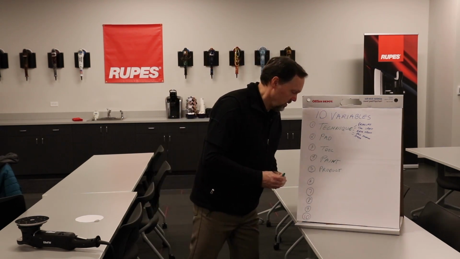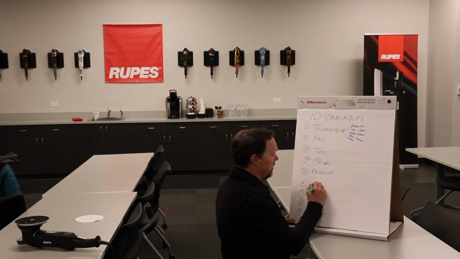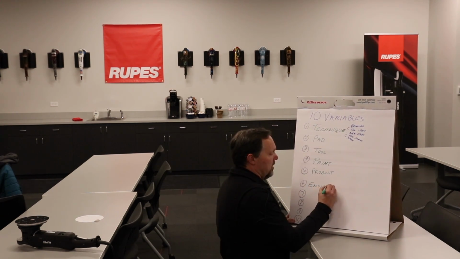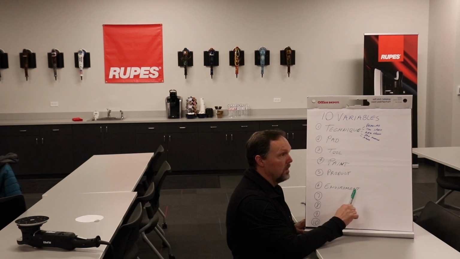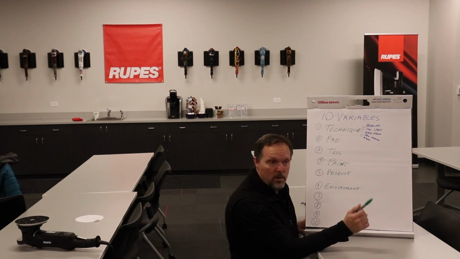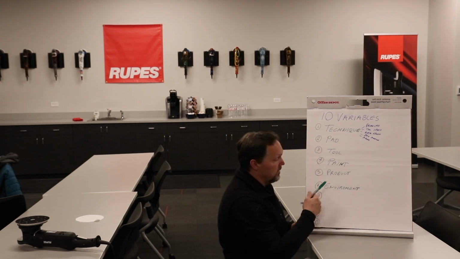Or it could be ambient temperature, the conditions of the workspace. Yeah. Very good. So we're going to call that environment. So everything in your environment, the ambient temperature, the humidity, the amount of particulate flying around in the air, the amount of lighting you have, everything in your environment is a definite variable. It happens to be one that many people don't pay a lot of attention to.